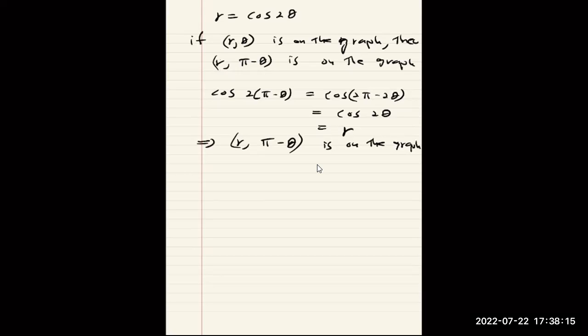Why is that true again? It is true because when you plug in this angle in the equation, you get r is equal to cosine 2 theta. Or in other words, when you plug in this angle for theta, it satisfies this equation. So this implies that it is symmetric with respect to the y-axis.